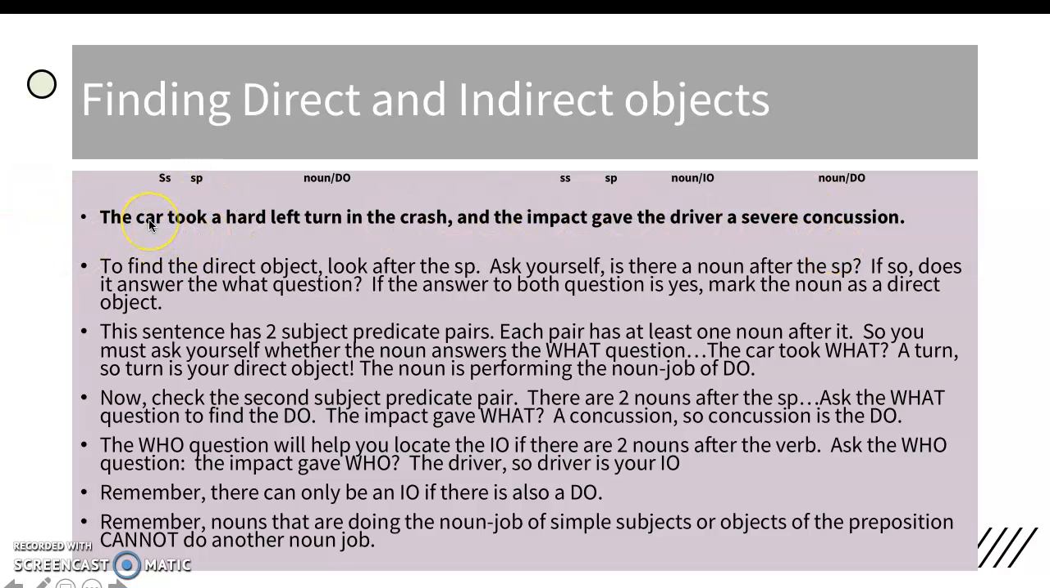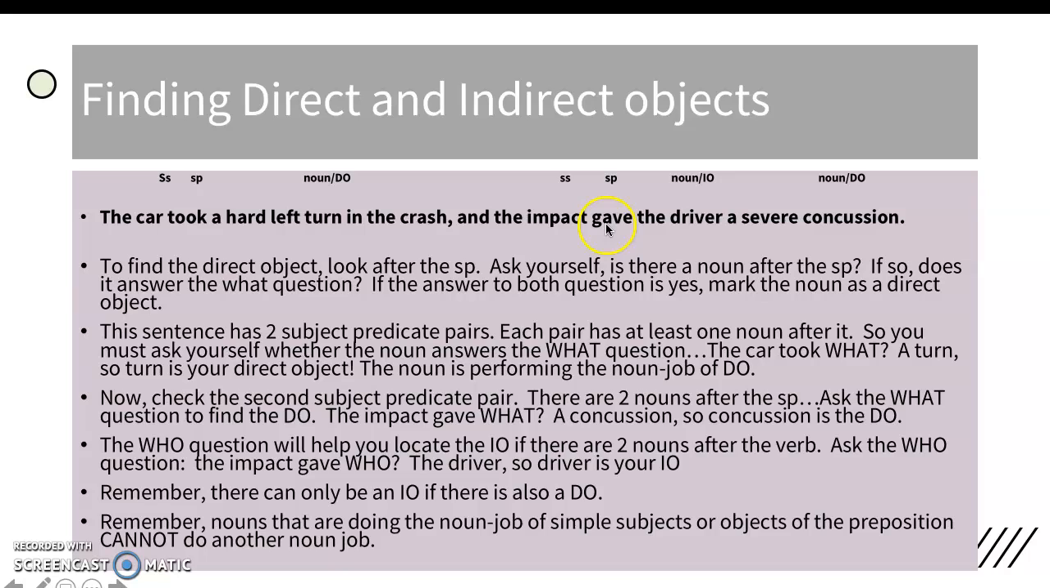So, to find the direct object, you look after the simple predicate for a noun. Here's a noun. Does the noun answer the what question? All right, the car took what? A turn. It does. So this noun, turn, is your direct object. All right, now let's check the second subject-predicate pair.